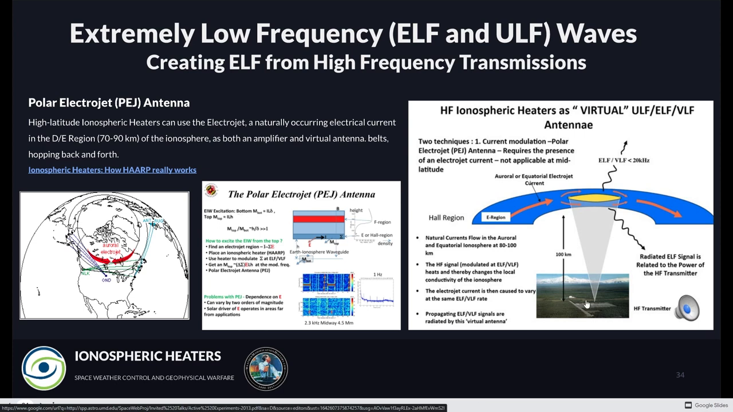So what HAARP does is transmit a signal directly into the auroral or equatorial electrojet, equatorial being at Puerto Rico at the Arecibo heater. And they actually heat that electrojet to make it resonate. Many of you may know that my nickname is Resonated. That is not a coincidence. So they're actually tuning the electrical signals in the sky to turn it into, as they put in this slide by Dennis Papadopoulos of the University of Maryland, a virtual ultra low frequency, extremely low frequency, very low frequency antenna. So that's what's going on. It's called polar electrojet heating or a polar electrojet antenna.